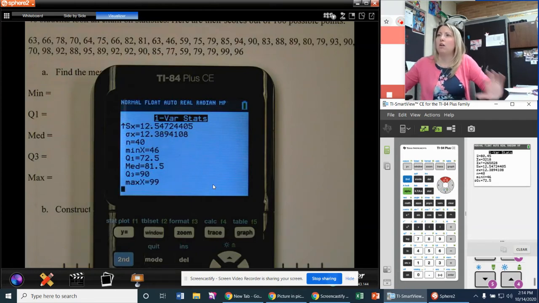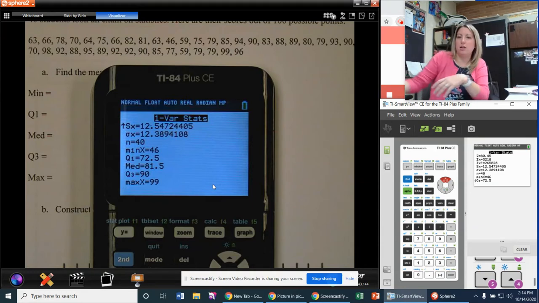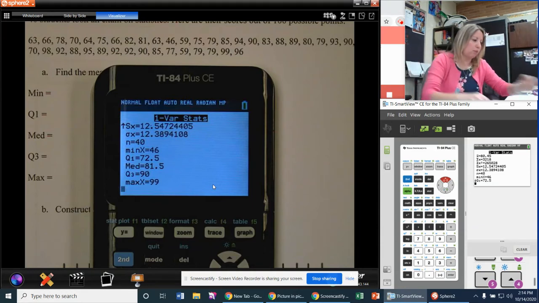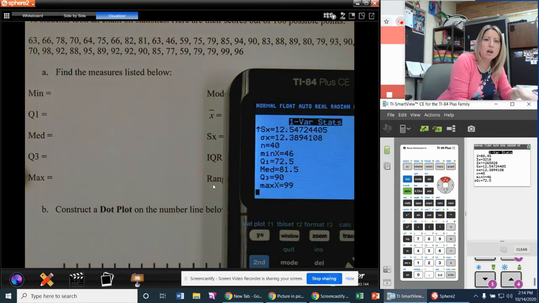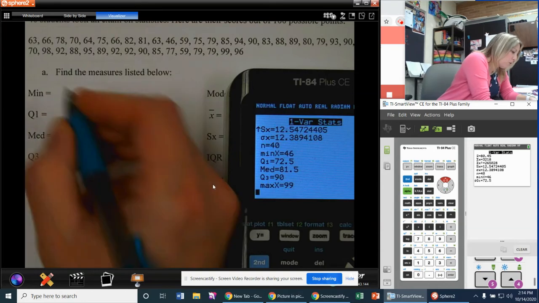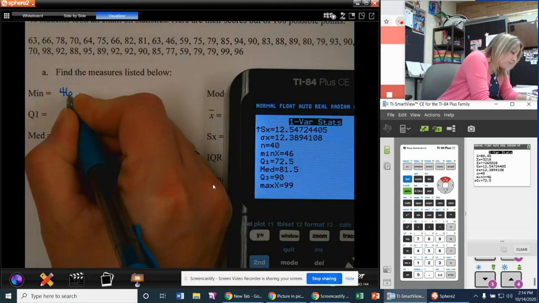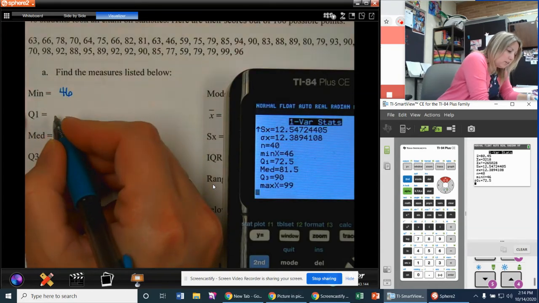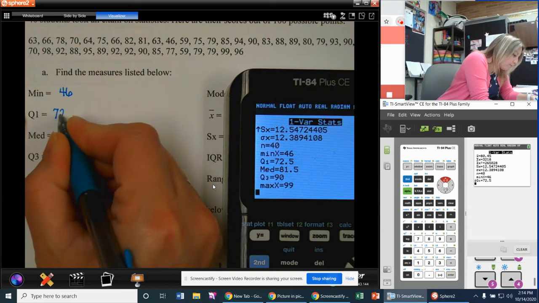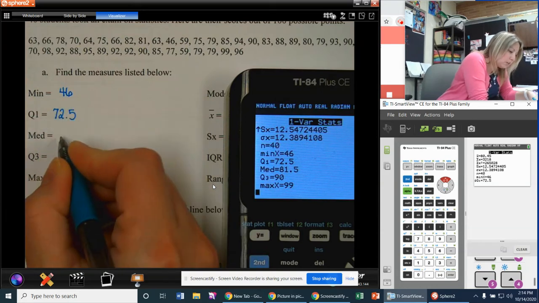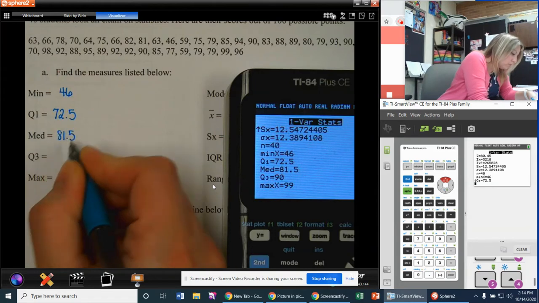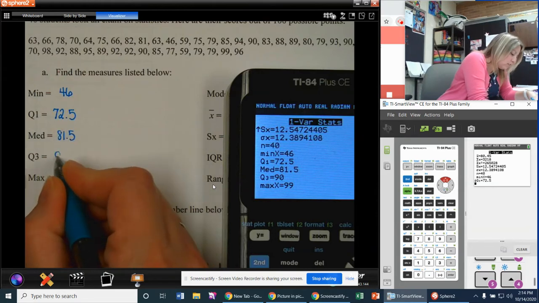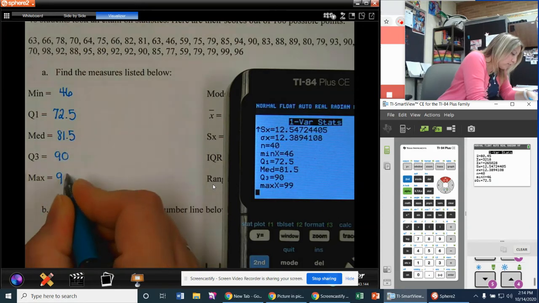And all right, so this one's got the 5-number summary and this one over here has the top, right? The mean and the standard deviation. So let's get that stuff on here, right? I know that the mode doesn't actually come out of this, but the minimum was 46. Okay, so Q1 is 72.5. The median we said is 81.5 and 90, and 99 was the max.